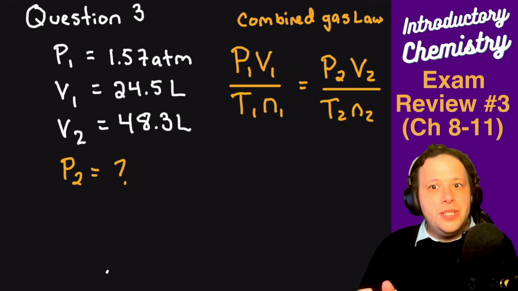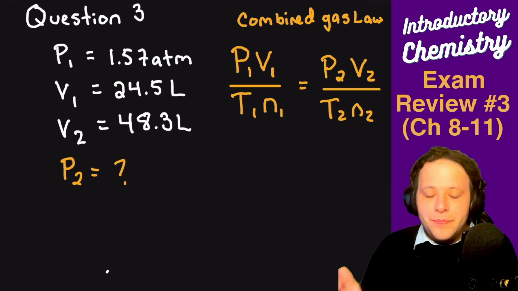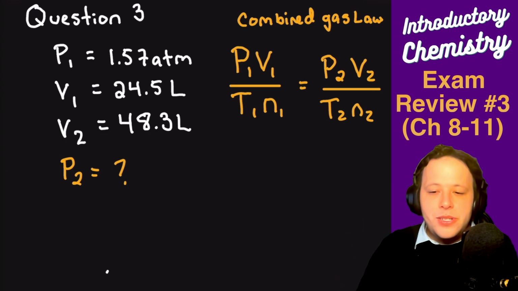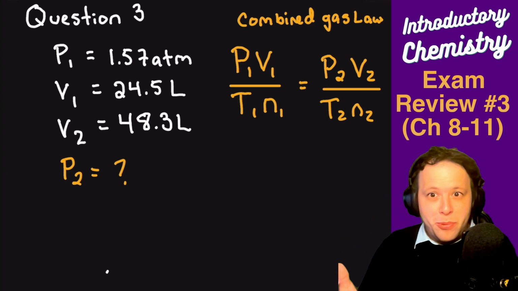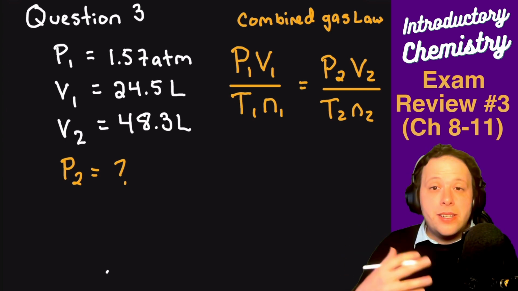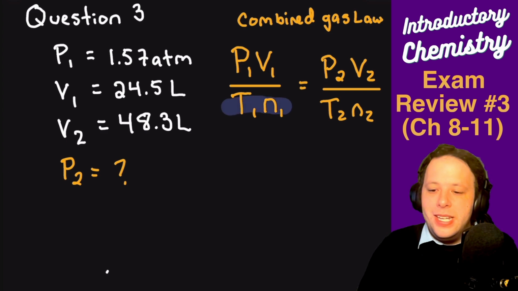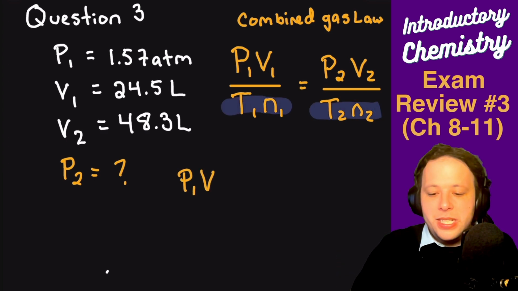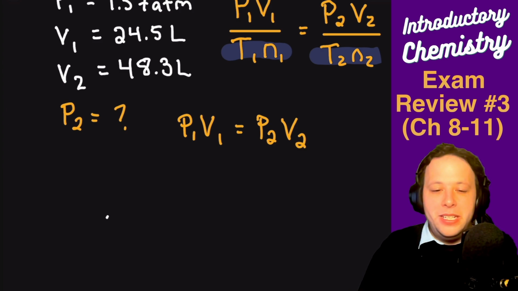Whether you realize you had to use the combined gas law or Boyle's law, they both would be the correct answer. I like using the combined gas law because it can be used for about 4 or 5 different types of problems. The most important thing is recognizing what is constant, meaning what is not changing. In this problem, temperature and moles are not even mentioned, meaning they are held constant. So our formula can evolve into P1 V1 is equal to P2 V2.